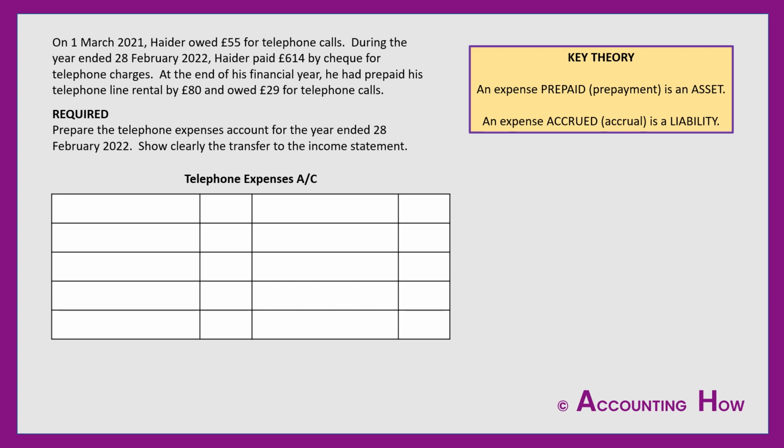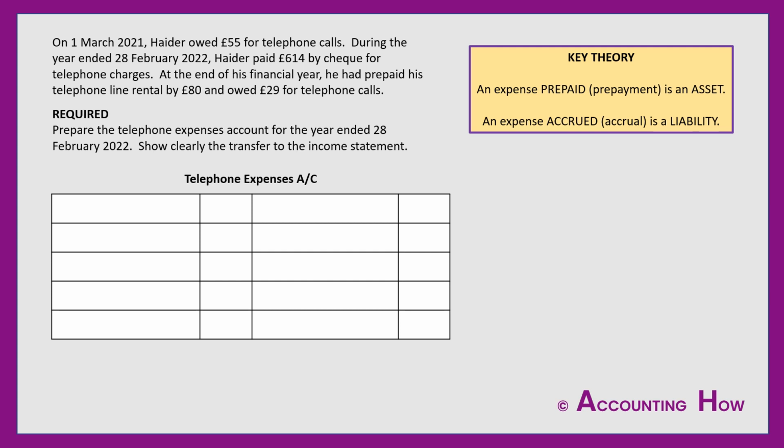So on the 1st of March 2021, Hader owed £55 for telephone calls, and during the year ended 28th of February 2022, Hader paid £614 by cheque for telephone charges. At the end of his financial year, he had prepaid his telephone line rental by £80 and owed £29 for telephone calls. And similar to the last question, we're being asked to prepare the telephone expenses account for the year. His year this time ends 28th of February, and again show clearly the transfer to the income statement.